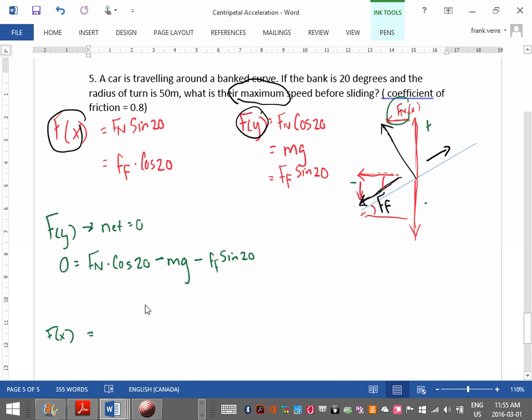So we know that the components have to be, well, they're added together because they're both pointing the same way. So the normal force times sine 20 plus friction cosine 20 has to equal that centripetal force. Does that make sense? Because we have two forces that are actually driving the object towards the center.